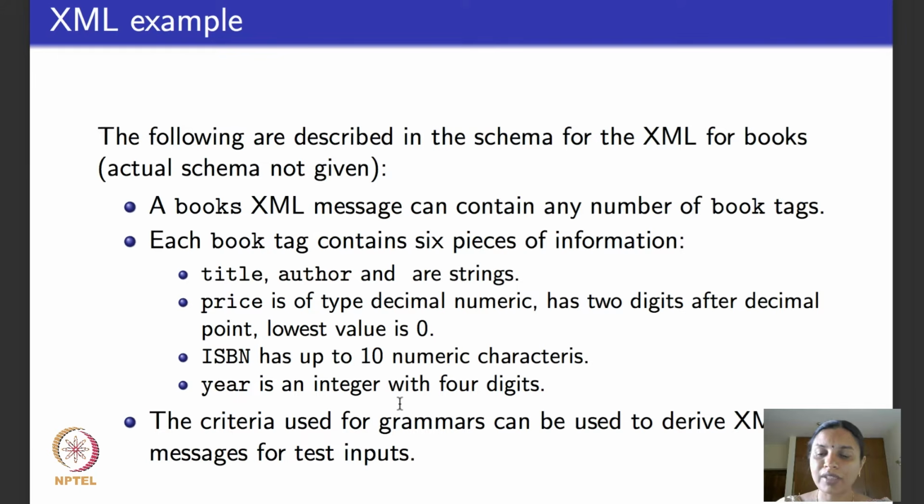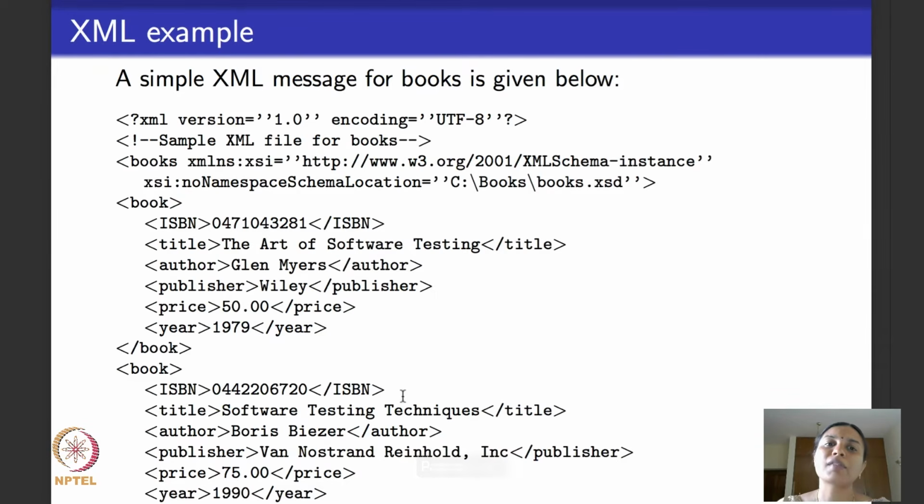Once I have the schema, it looks exactly like my grammar. It has terminals, it has non-terminals, it has rules that tell you how strings of non-terminals and terminals can be derived. And so I can use the same criteria that I told you for grammars when we did that module to be able to derive XML messages for test inputs. In this case, the test input will be a specific book or a specific set of books, and I use the grammar to be able to derive those books. The grammar is obtained directly from the schema description of the XML message.